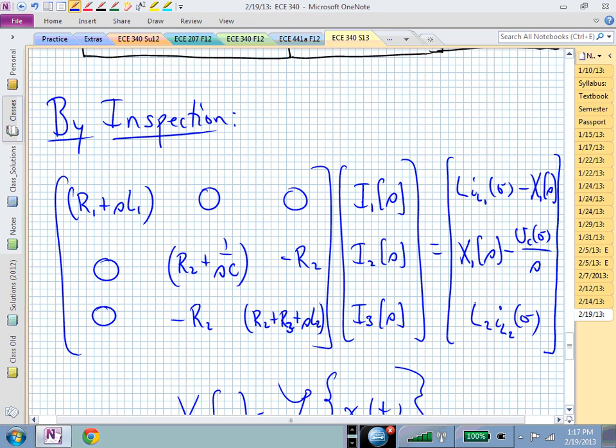Any other questions? So that is not really a state space. It's really just a matrix representation of the S domain circuit analysis. Questions?